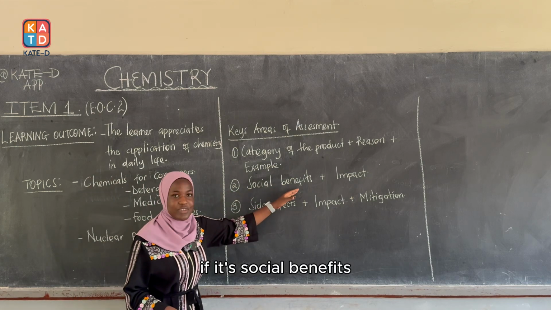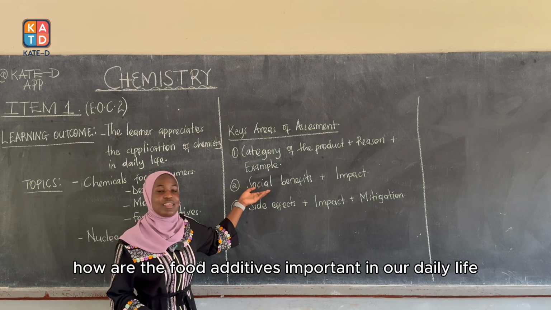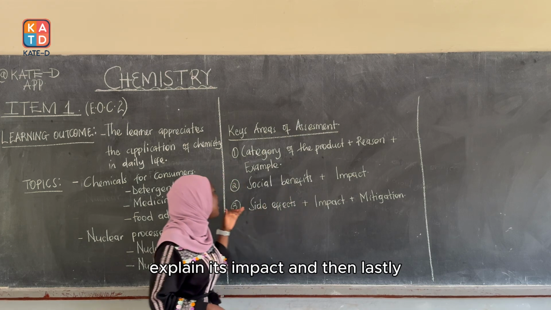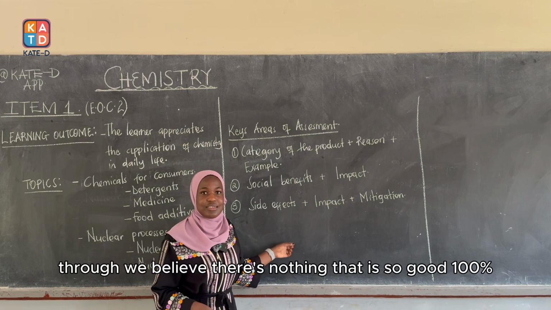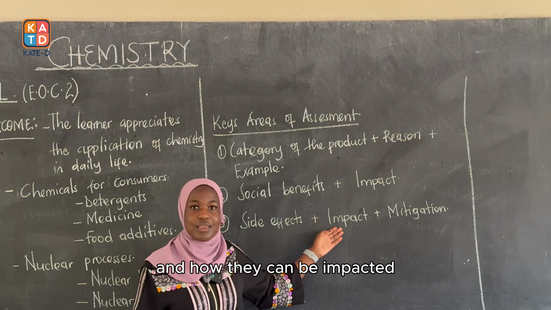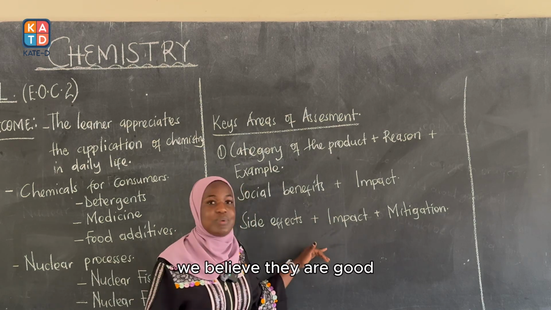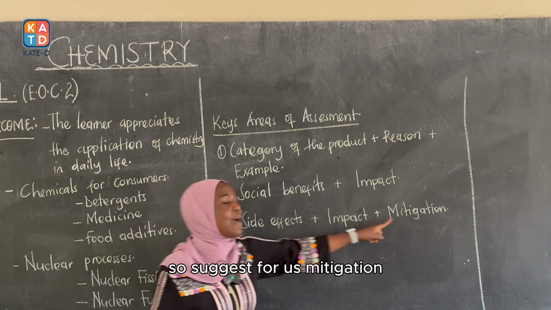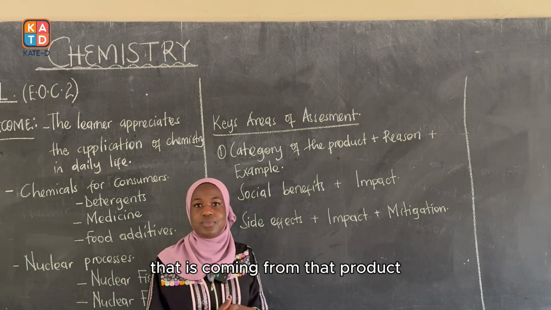If it's social benefits, how are the food additives important in our daily life and how does it really impact on us? Explain its impact. And then lastly, true, we believe there is nothing that is so good 100%, so we are expecting some side effects and how they can be impacted and how they impact on our lives. However, we believe they are good according to what has been given here, so suggest for us a mitigation. How can we stop that side effect that is coming from that product?